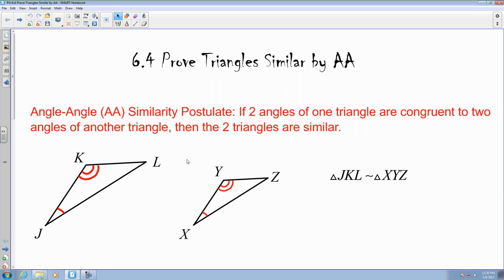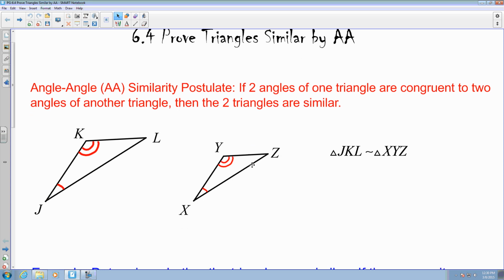We're in section 6.4, where we're going to prove triangles are similar by angle-angle similarity, or AA. The angle-angle similarity postulate states that if two angles of one triangle are congruent to two angles of another triangle, then we can say that at least the two triangles are similar. You only have to do that to show that proof by two angles.